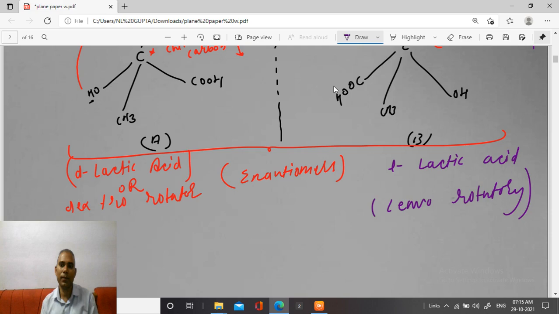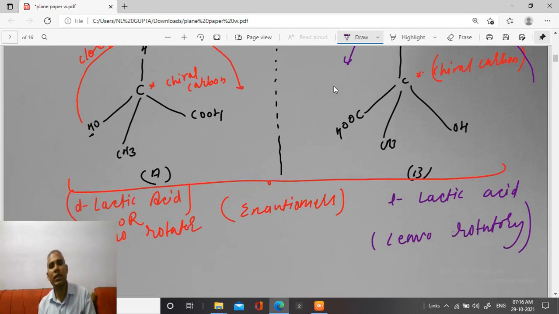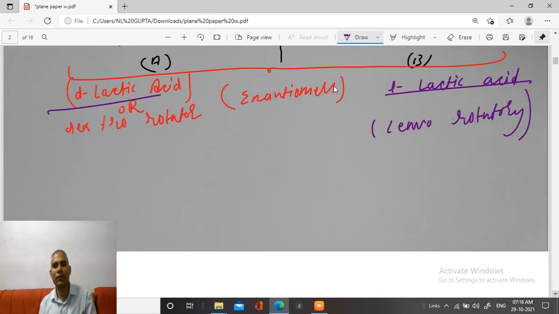So what I mean to say, student, is that lactic acid is optically active because of two things. Firstly, it is having the chiral carbon, meaning a carbon attached with four different groups, and secondly it is non-superimposable on its mirror image, meaning its mirror image cannot be imposed on the other. So there are two ways: one is rotating clockwise, that is dextrorotatory lactic acid. Another is rotating anti-clockwise, that is levorotatory.